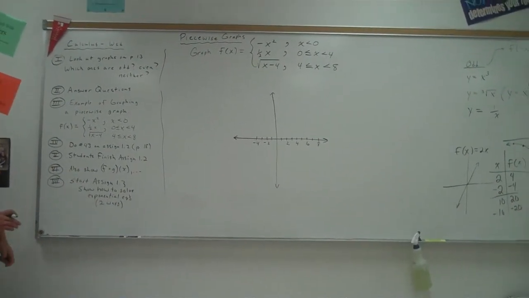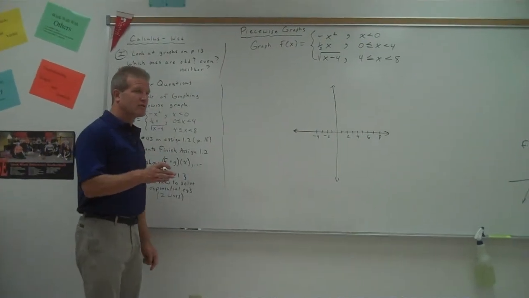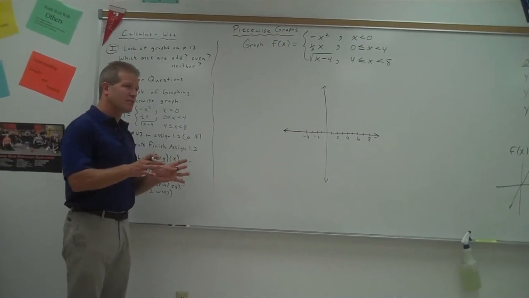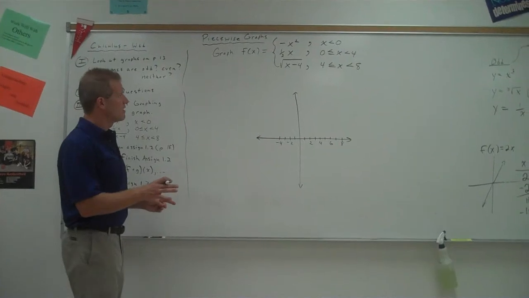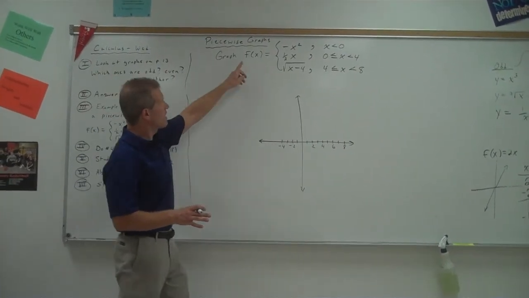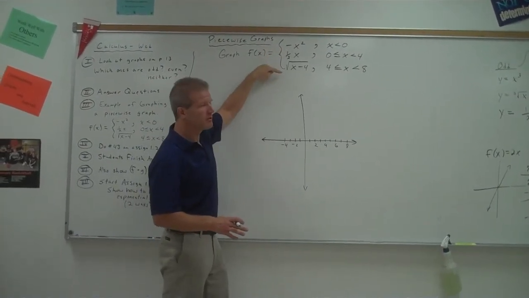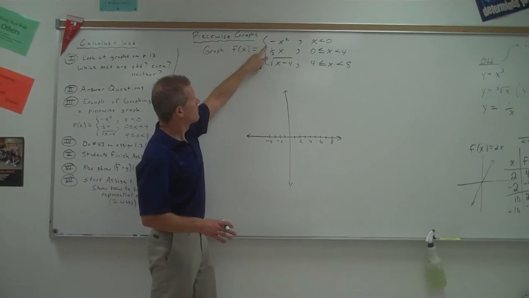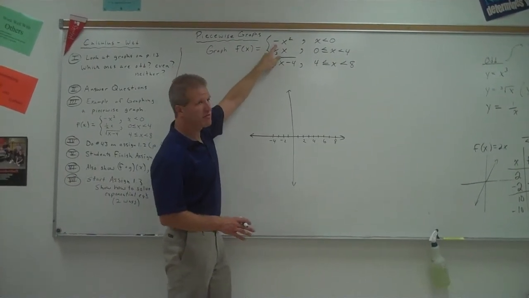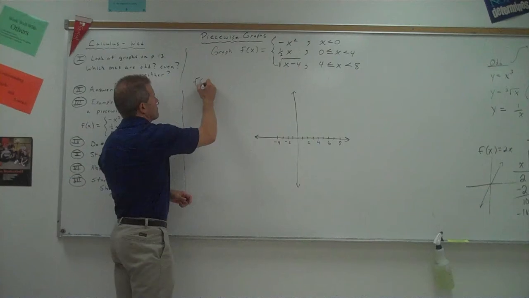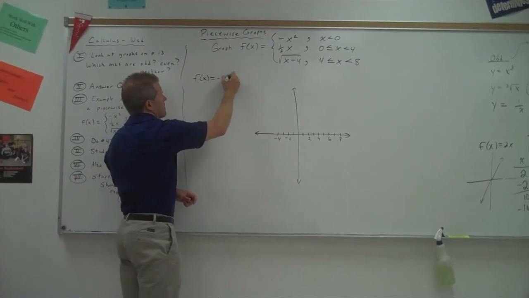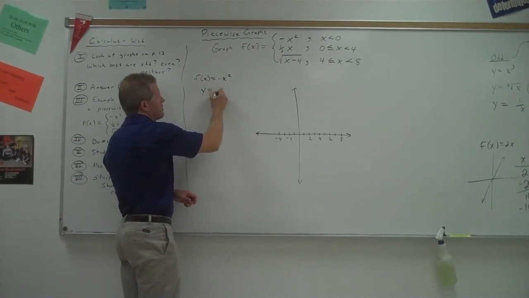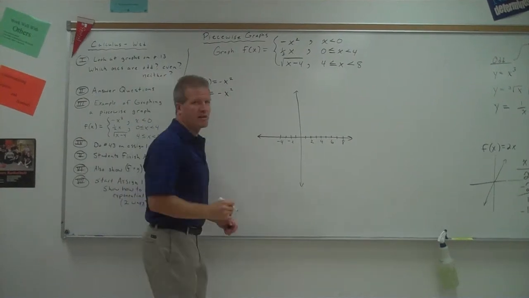This is graphing piecewise graphs. This is on assignment 1.2 in your textbook. Basically we have a function that has 3 different pieces to it. So we're going to graph f of x equals negative x squared first, or you could rewrite that as y equals negative x squared, like that.